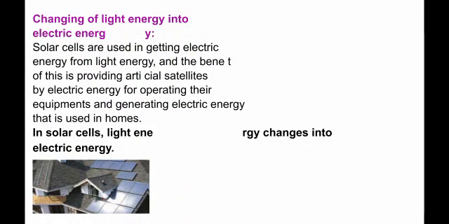And changing of light energy into electric energy happens in the solar cells. As you see in the picture in front of you, these look like a mirror on the roof of the house. These are the solar cells. Solar cells are used in getting electric energy from light energy, and the benefit of this is providing artificial satellites with electric energy for operating their equipment and generating electric energy that is used in homes. So in solar cells that you see in these pictures, light energy can transform into electric energy.